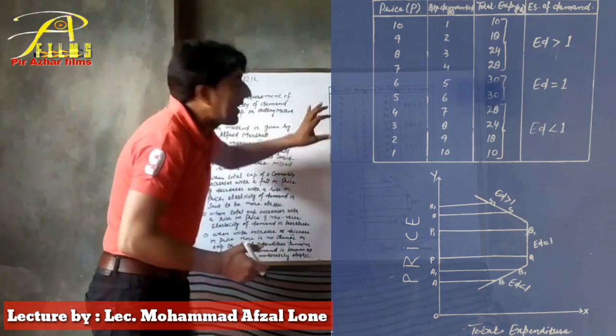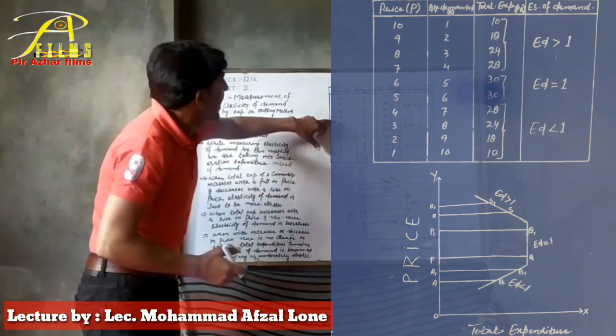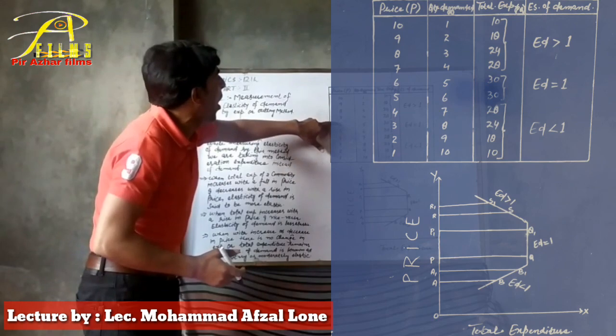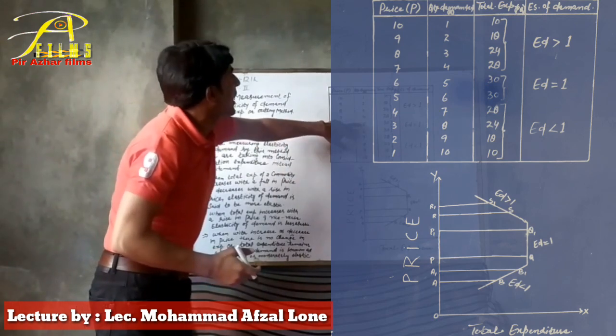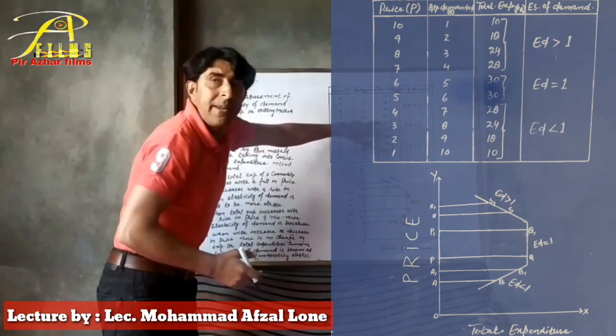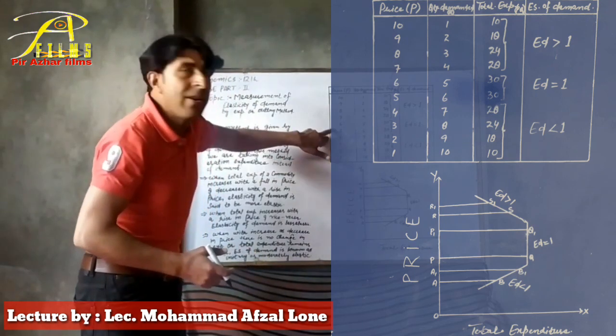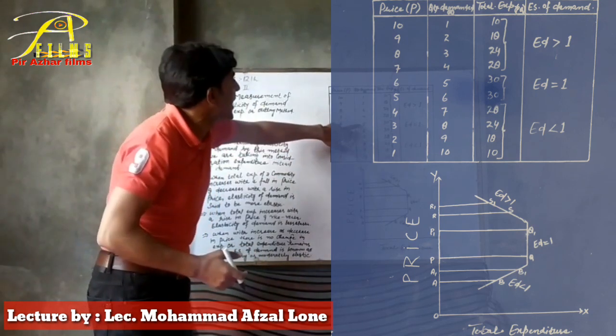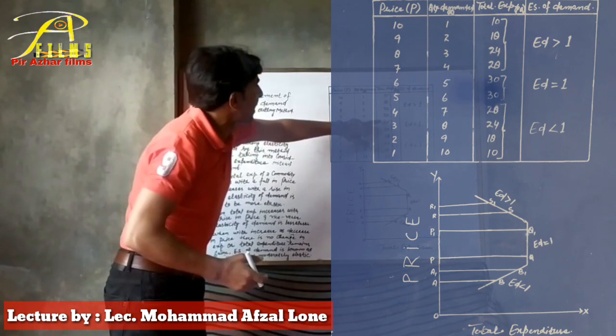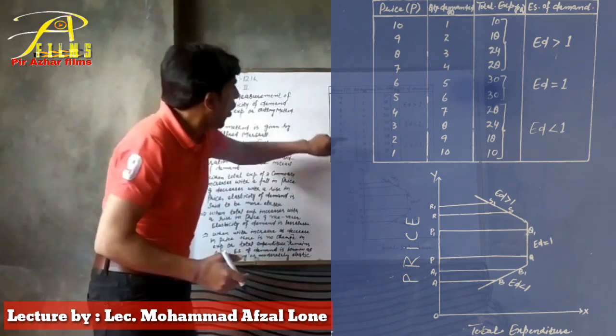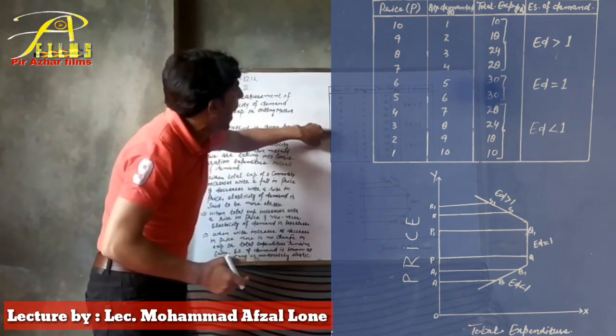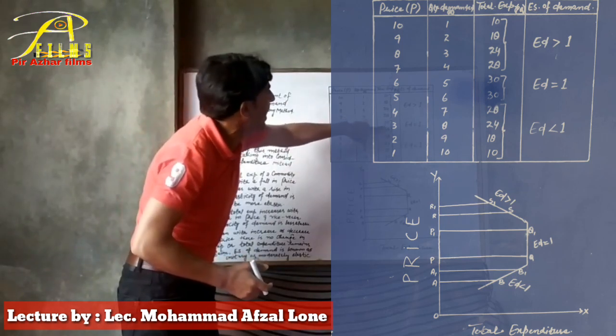Now let's come towards the second phase. See here, price is 6, quantity demanded 5, 6 into 5 is 30. Now price falls to 5, units demanded increase from 5 to 6, and total expenditure remains the same at 30. So when price falls from 6 to 5, total expenditure remains the same, 30, 30.